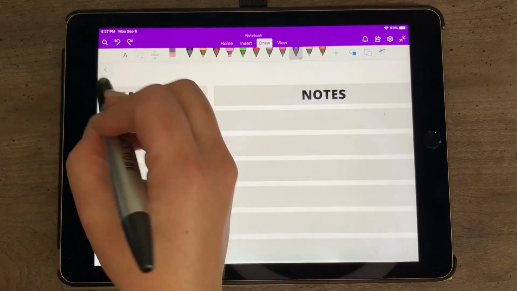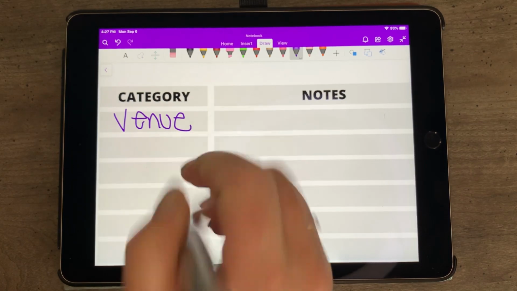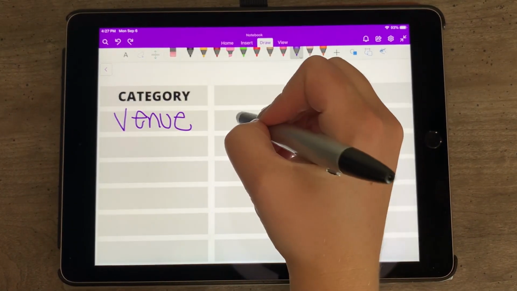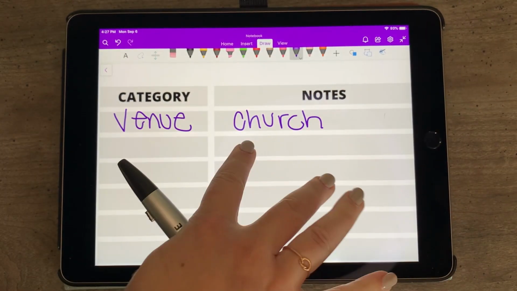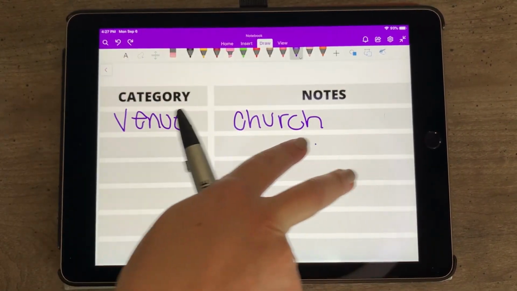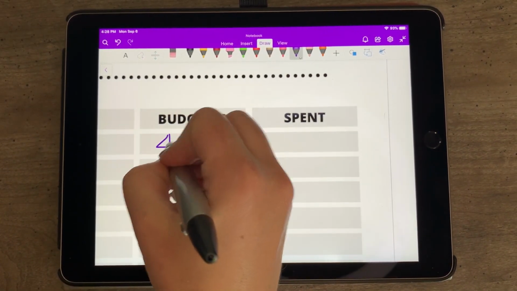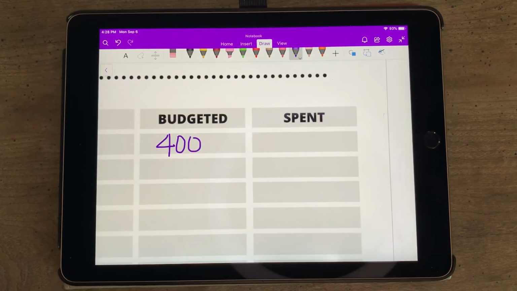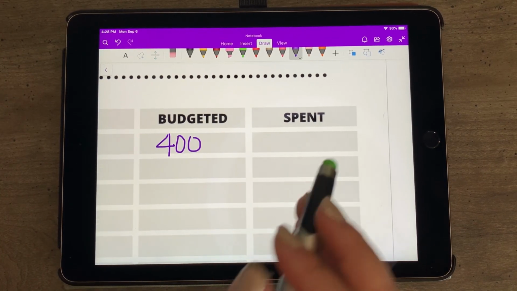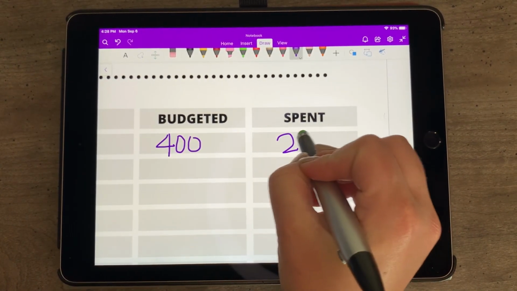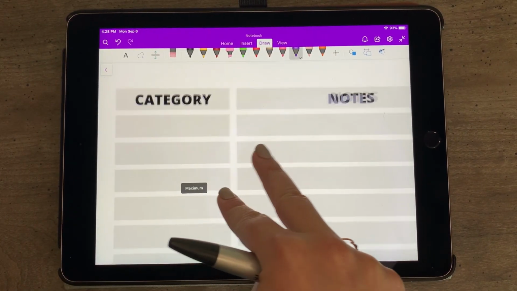For this one, the first category is the venue. Now the venue, aside from catering, is typically the most expensive. For me, it was at our church. You can put down whatever notes you want. For this, I did budget $400. Again, I know most of you will be like, how on earth did you have $400? But you have to go watch the other video to know, because here I spent $250, which is again crazy, but totally doable.